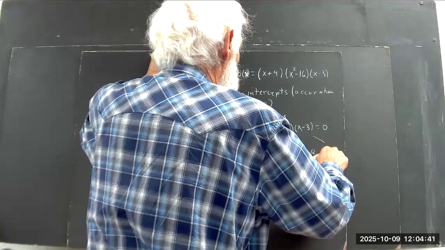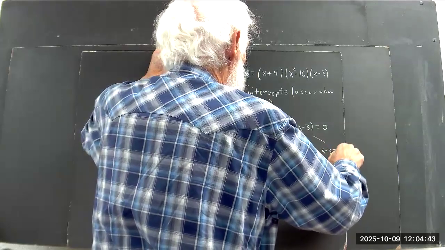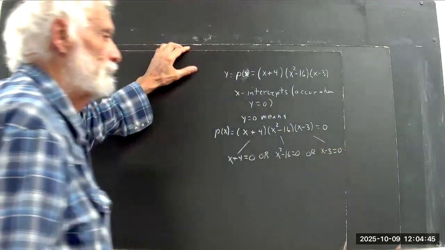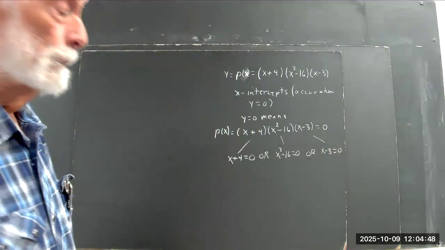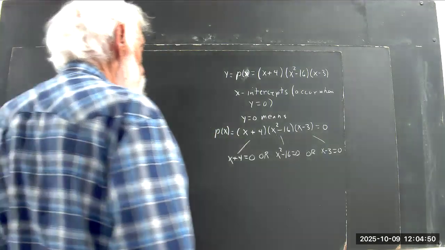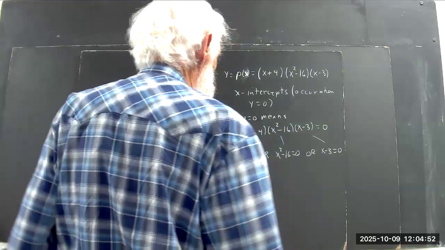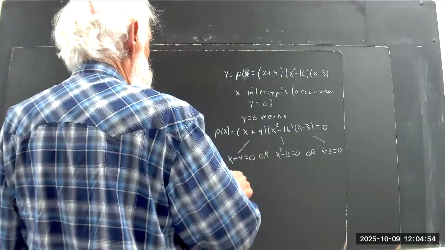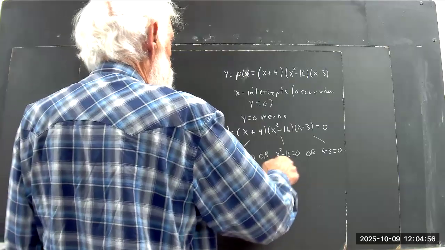We do want to write the word or. There are ors and there are ands, and they're important. Then you can solve these equations.